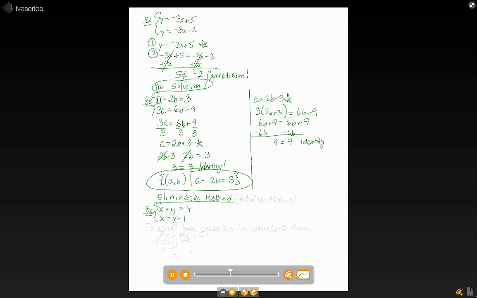Now, to use the elimination method, which I actually like to call the addition method, and many books call it the addition method as well, but I know your book calls it elimination. You start by lining up your terms. And one way to do that is to write them both in standard form. So step 1 is write both equations in standard form.